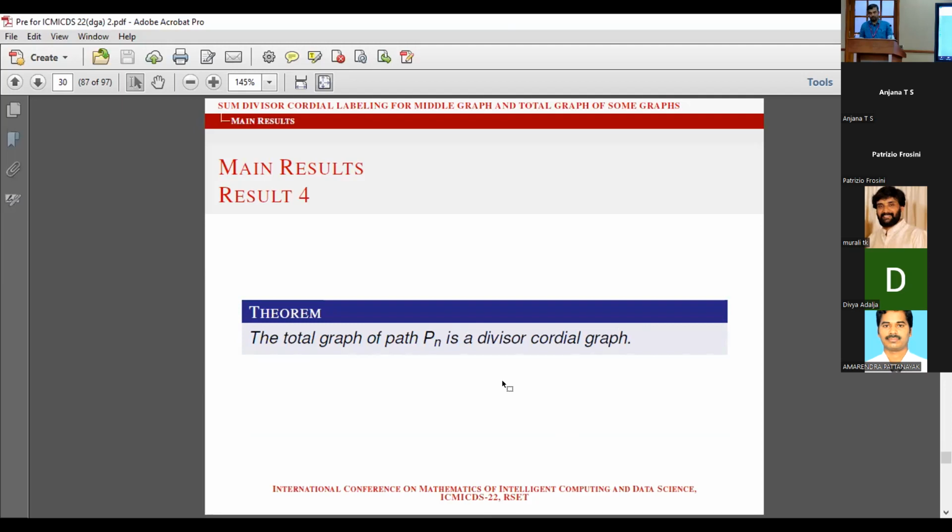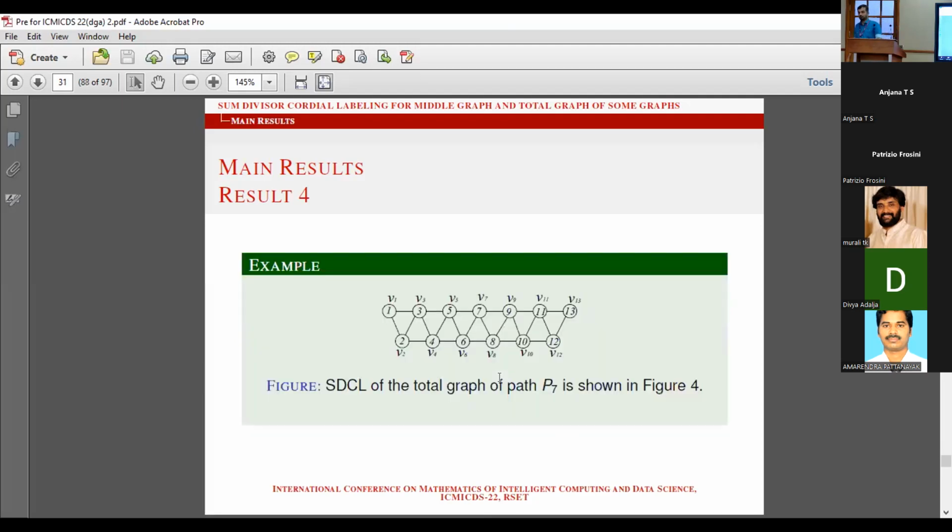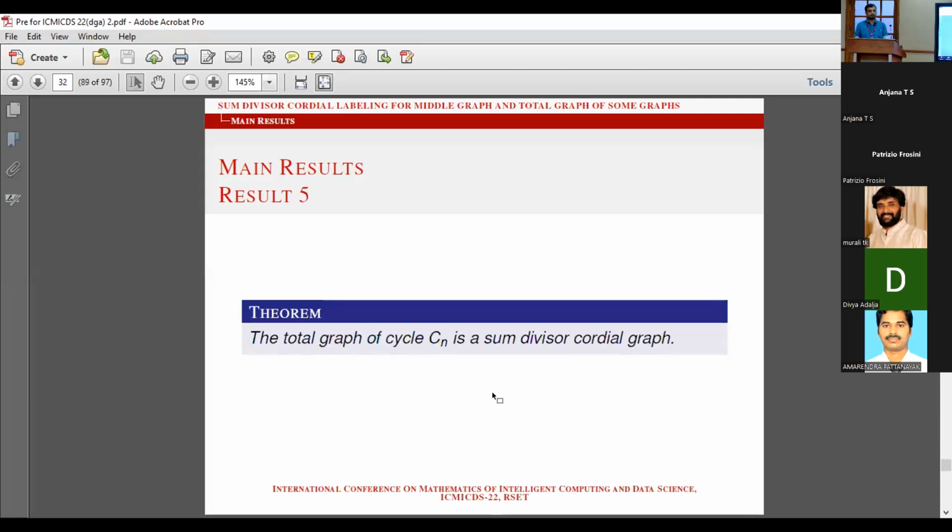The total graph of path is a sum divisor cordial graph. This is the example of the total graph which satisfies all the conditions. Next result is the total graph of cycle.